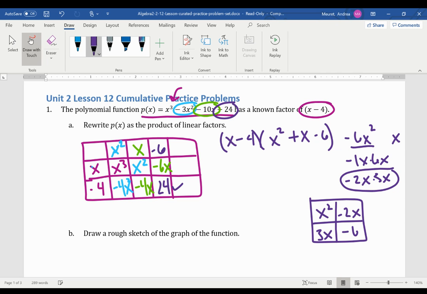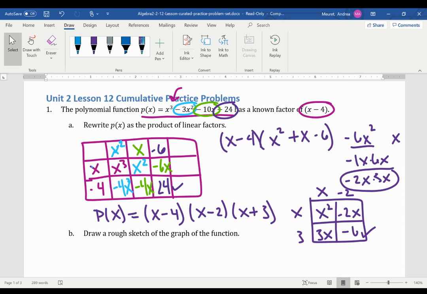Okay. And then that first GCF between x squared and negative 2x, the GCF is just x. X times x gives me the x squared. I need a 3 here to get the 3x. I need a negative 2 here to get the negative 2x, and then negative 2 times 3 is negative 6. So that works out. So my final answer for A is p of x equals the x minus 4 that I originally divided out, times the other two factors, x minus 2 times x plus 3.